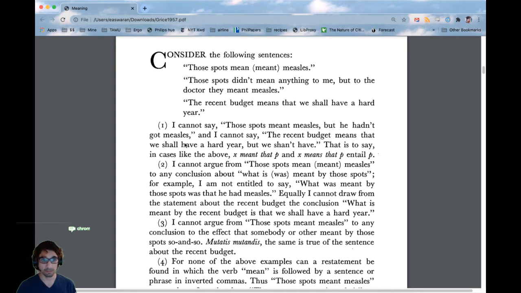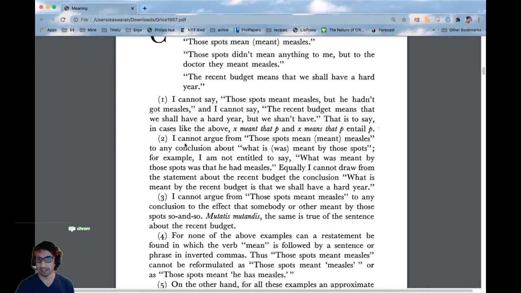He says, first, I cannot say, those spots meant measles, but he hadn't got measles. And I can't say, the recent budget means that we shall have a hard year, but we shan't have. And here we notice the first indication that Grice is very British in the way he uses the language. That is to say, in cases like the above, X meant that P and X means that P entail P. In other words, you can't mean something in this way unless the thing that is meant is true.